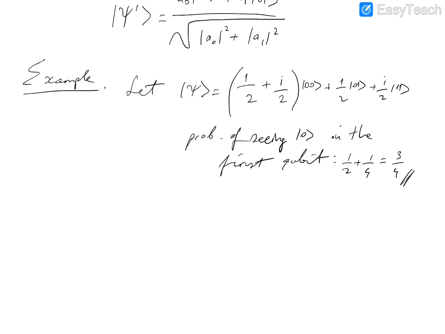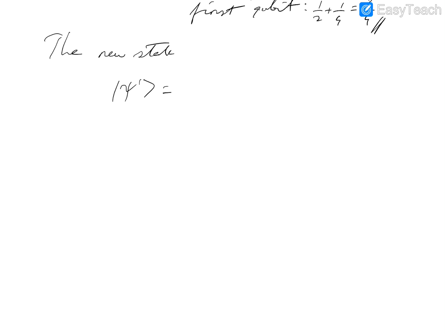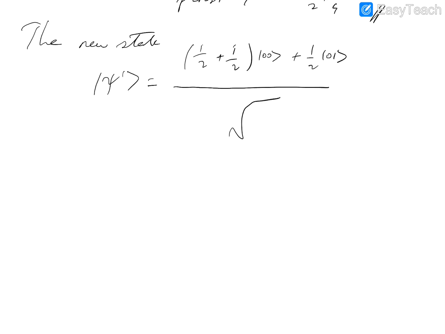And the new state will be, so this term will be eliminated, right, because it's inconsistent with our measurement. The new state psi prime will be equal to (1/2 plus i/2)|00> plus 1/2|01>, and we divide it by the square root of 3/4.